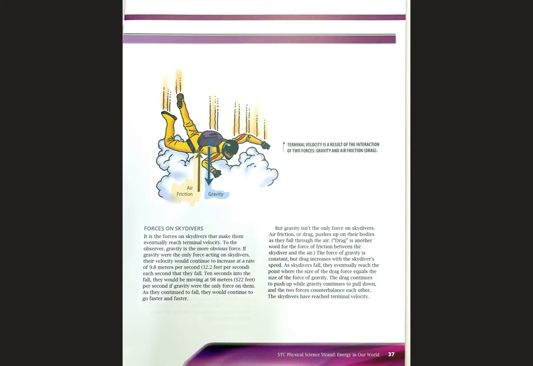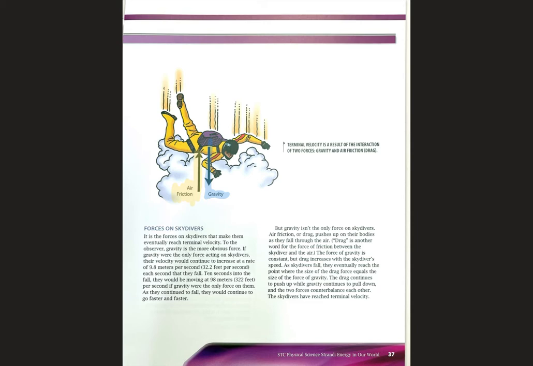Terminal velocity is a result of the interaction of two forces, gravity and air friction or air resistance. This is why when you reach a specific speed, that's called terminal velocity. You can't go any faster because you have a certain amount of air resistance and gravity. And gravity on the planet's not going to change. So the only way you could go faster than terminal velocity is if you had a way to make air resistance smaller or to increase gravity.